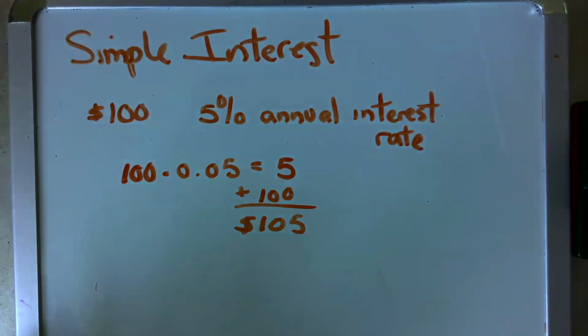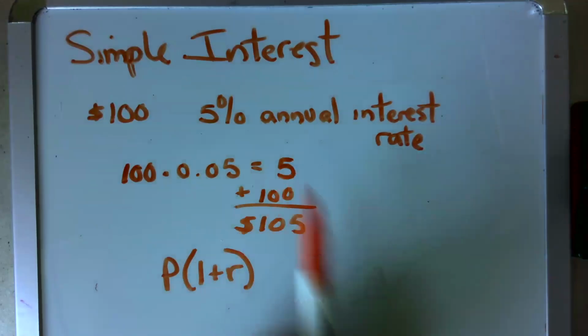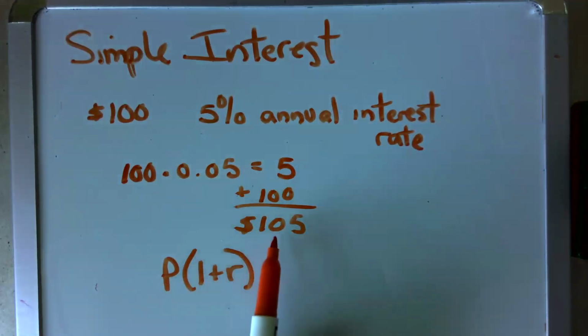So to calculate that first year of interest, it would look like this. Your principal times 1 plus your rate. Because if you distribute that principal through, principal times 1 gives you your initial principal. Principal times rate gives you the additional amount added, and when you add those two together.